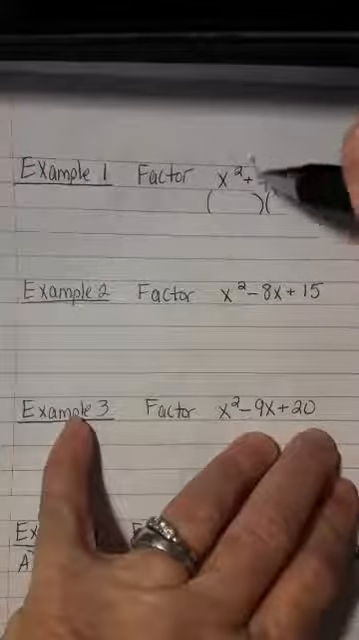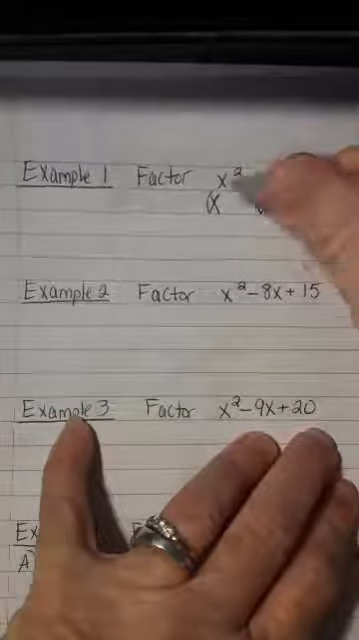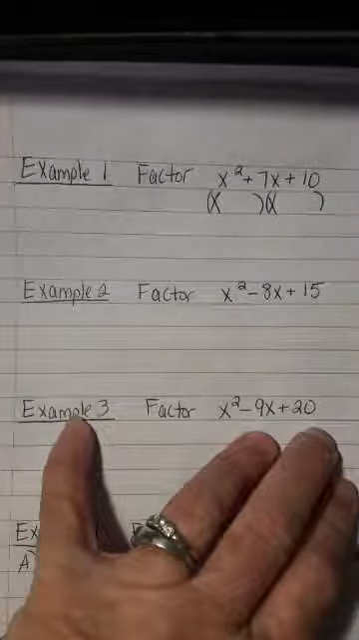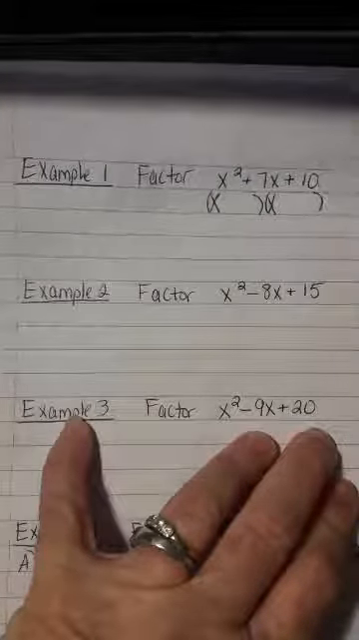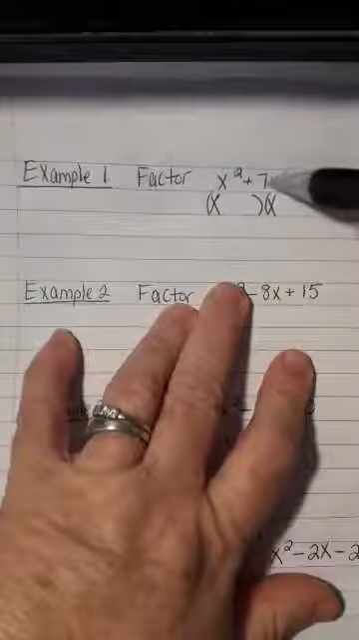Then go ahead, and all of these, you're going to have your variable split apart in the front of each parentheses. X times x is x squared. Now you want to jump to the end of the trinomial, the 10. And you want to know what factors of 10 will add up to be 7.